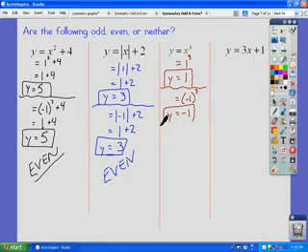All right, so let's take a look at these two answers now. This answer is positive, and this answer is negative. Those are opposites. And because we have opposites in this case, this is an odd function.